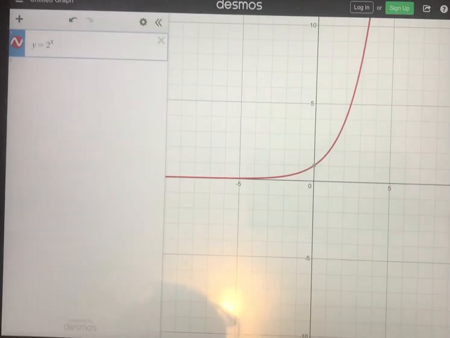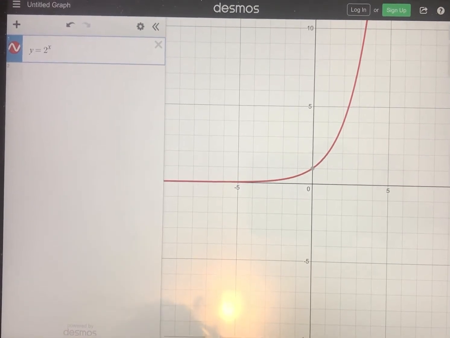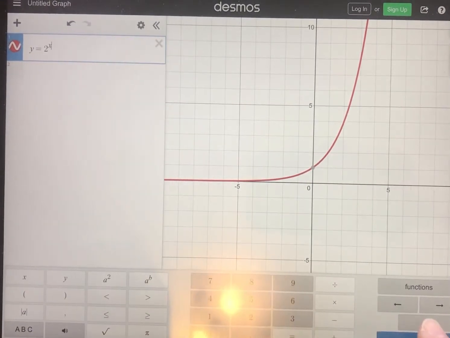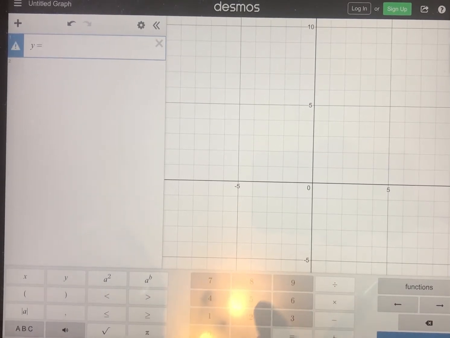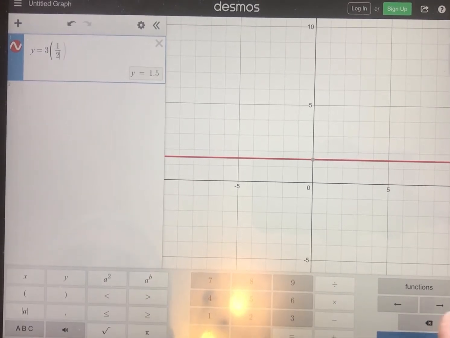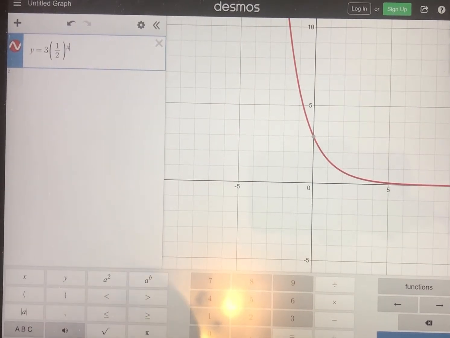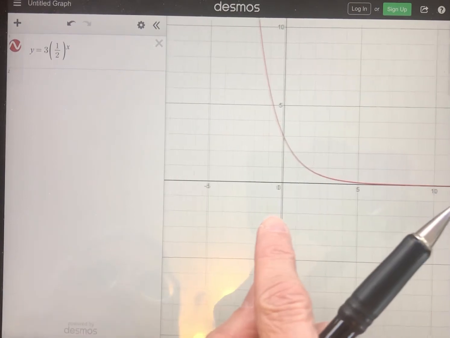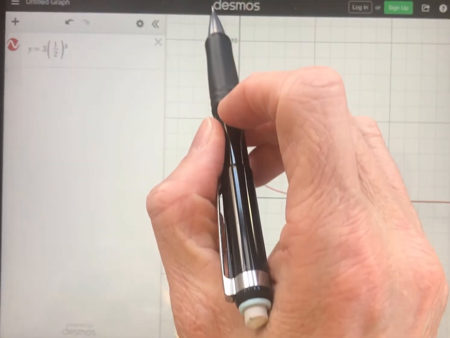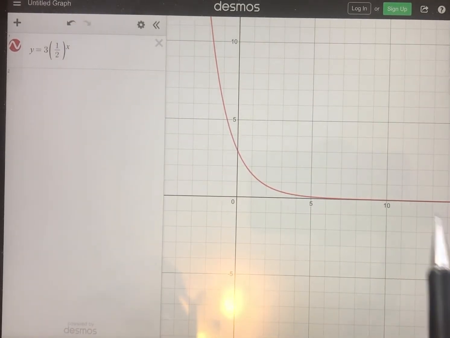So back into the graphing device, Desmos, and to the top right, we need to have y. I'll delete that part. y equals 3, open parentheses. I've got a fraction in here, so I'll do 1/2. There's my fraction. And then I will close the parentheses because that 1/2 was raised to the x power. And so there you have it. Obviously in this case it's coming in from the left, and then it's going along the x-axis to the right.